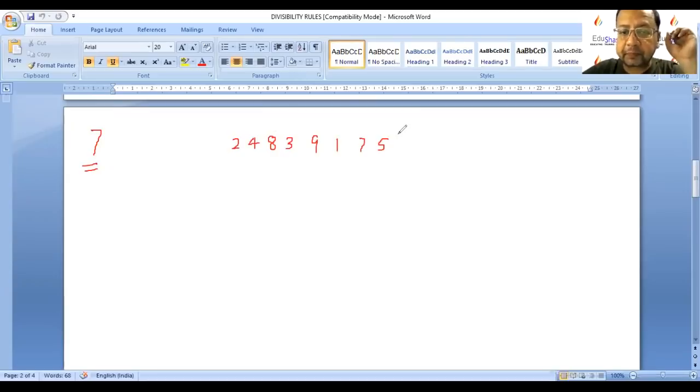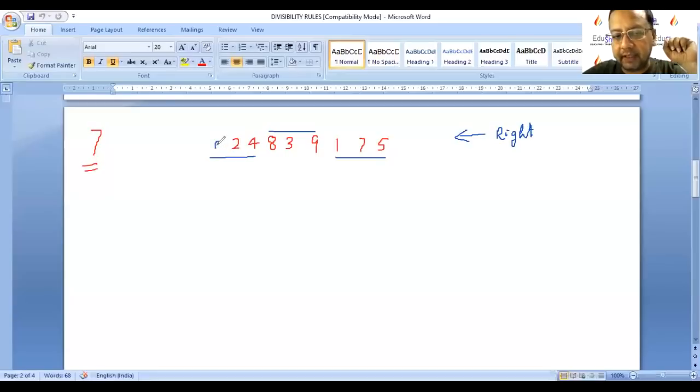So what to do? Starting from your right hand side, make a group of three digits, right? Make a group of three digits. One is this, one is this, and one is this. If you are not able to make a group of three digits, just add a 0 in the beginning to make a 3-digit group. So this is the first group, this is the second group, and this is the third group, right? Now separate these groups. So this is 0, 2, 4, and 1, 7, 5.